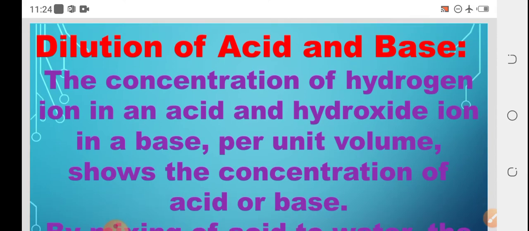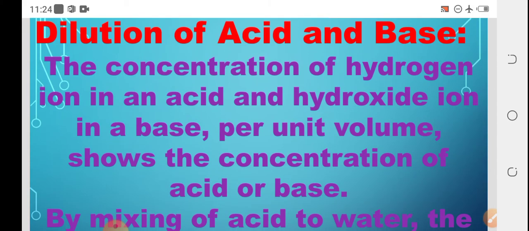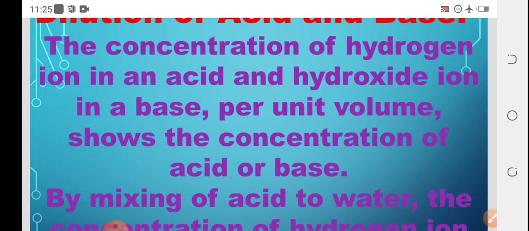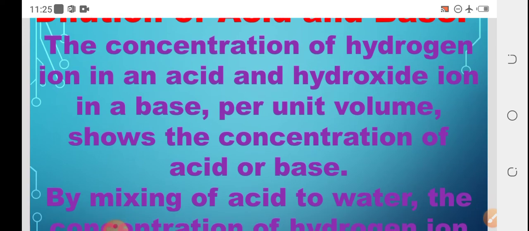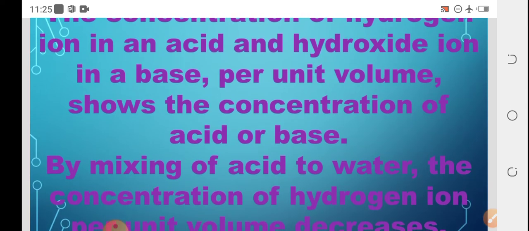Dilution of acid and base. The concentration of hydrogen ions in an acid and hydroxide ions in a base, per unit volume, shows the concentration of the acid or base.